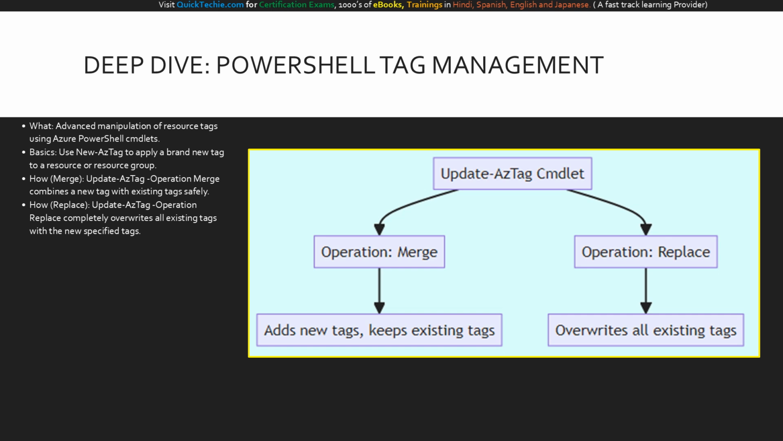Conversely, if you want to wipe the slate clean and standardize the tags, you use Update-AzTag with the operation replace parameter. This completely overwrites any existing tags with the new ones you specify.